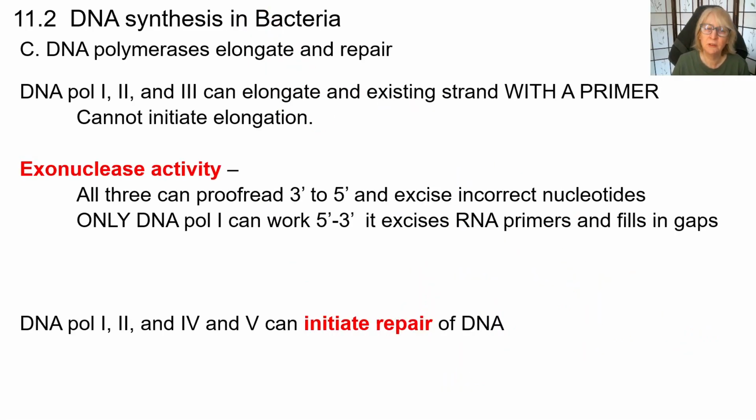DNA polymerase 1, 2, and 3 elongate an existing strand as long as there is a primer. It cannot initiate elongation on its own. What that means is there needs to be a molecule of DNA with a free 3' side, or a molecule of RNA with a free 3' side, in order to bind the next nucleotide to. These guys are really limited in the fact that they cannot build without a free 3' side.